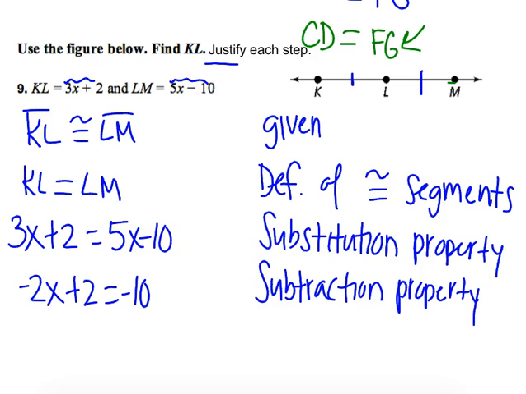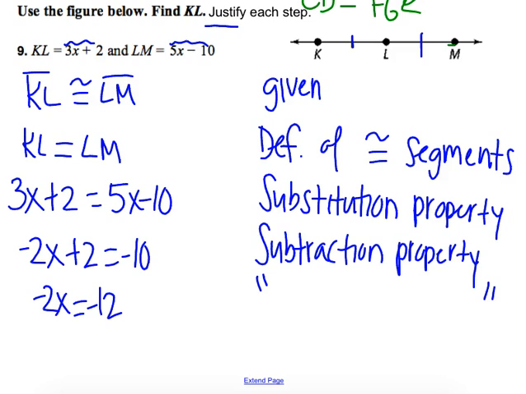Okay, again, I want the x by itself, so I'm going to subtract 2 over negative 2x. Negative 10 minus 2 is negative 12. And I'm just going to do this because it's the same property, but you should write it out. And then lastly, we're going to divide by negative 2. So negative 12 divided by negative 2 is 6. And that was division property.